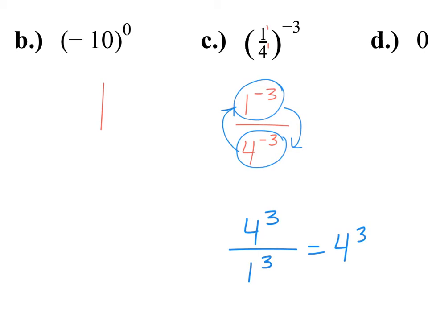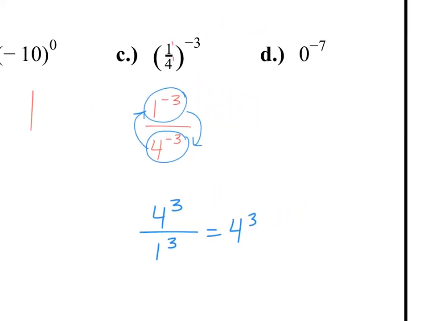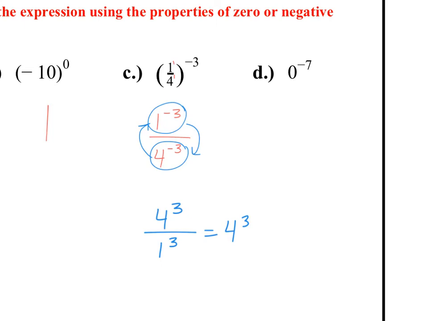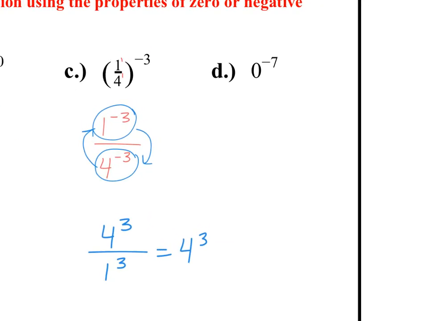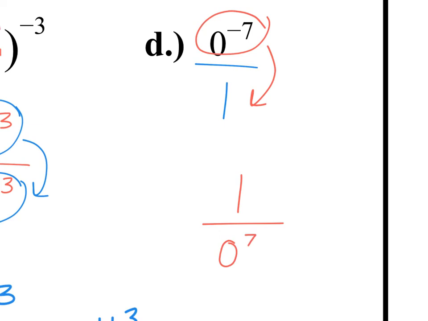Okay, last one. This is a good one. As 0 is being salty, it's got to go the other side to its room. So make it into a fraction and send it to the other side. There will be nothing left on the top, so you have to replace that with a 1. So it's going to be 1 over 0 to the 7th.